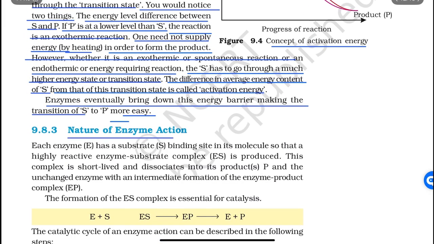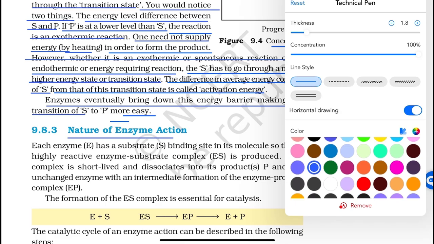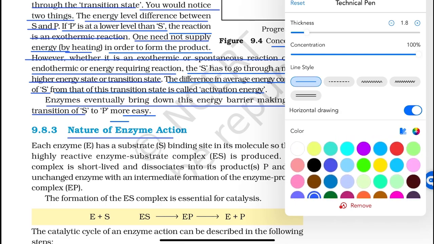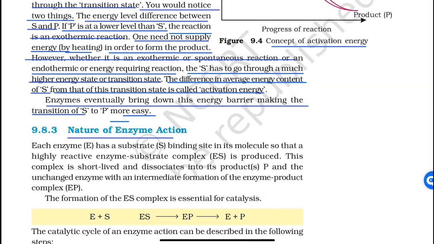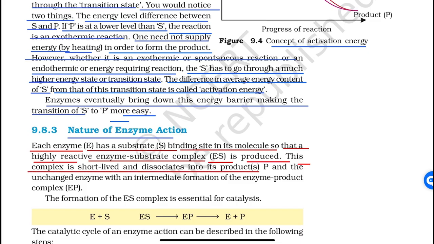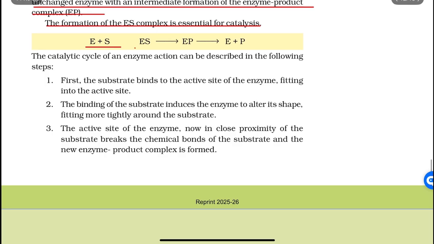Next is nature of enzyme action. Each enzyme has a substrate binding site in its molecule, so that a highly reactive enzyme substrate complex ES is produced. This complex is short-lived and dissociates into its product P, and the unchanged enzyme with an intermediate formation of enzyme product complex EP. The formation of ES complex is essential for catalysis. E plus S gives ES gives EP gives E plus P.